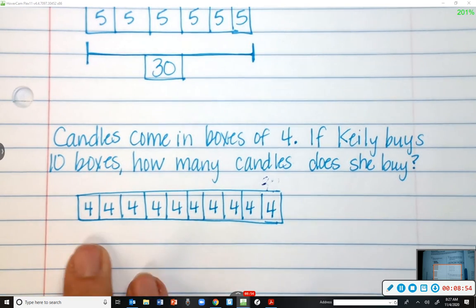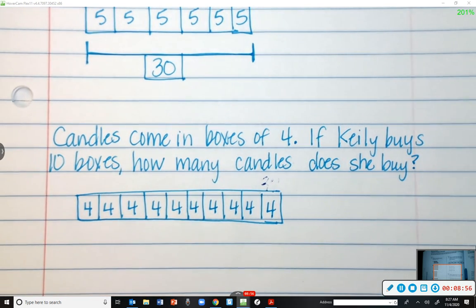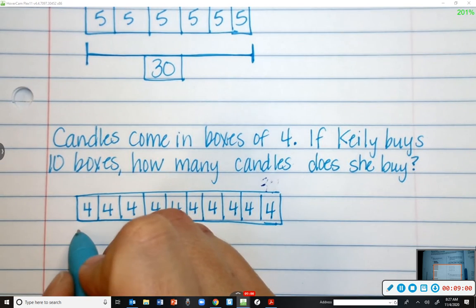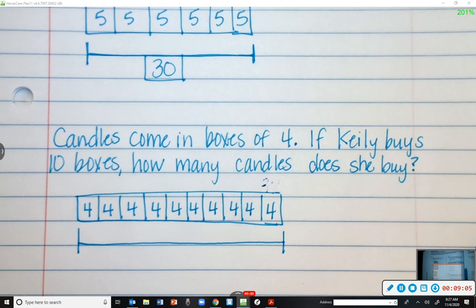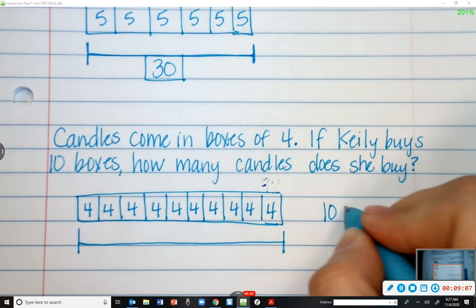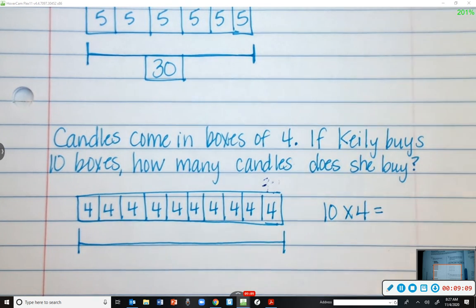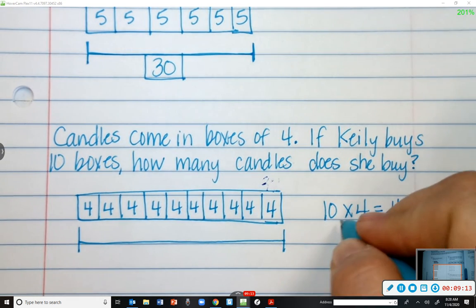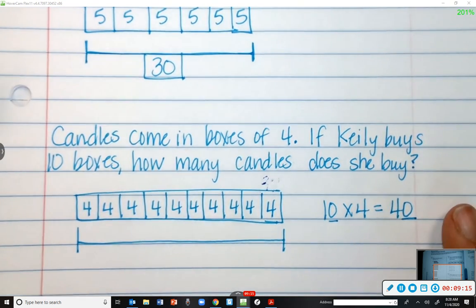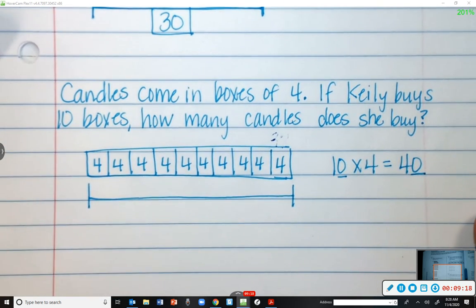And we put 4 in each box because each box of candles had 4 candles, right? So now we want to know how many candles did Kaylee buy. Well, she did 10 groups of 4, which would equal what, class? 40. All you do is take the 0 and add it on the end for 10s. Okay?